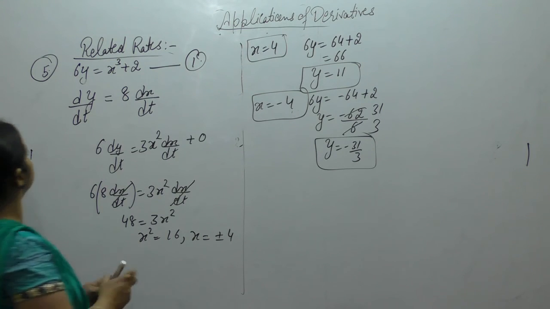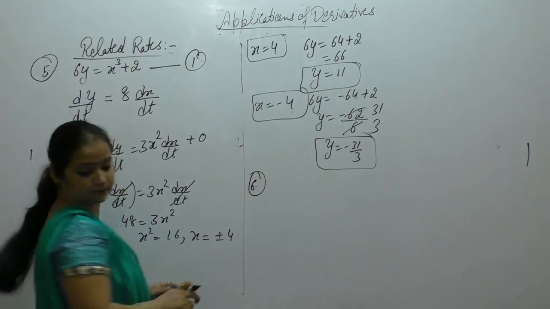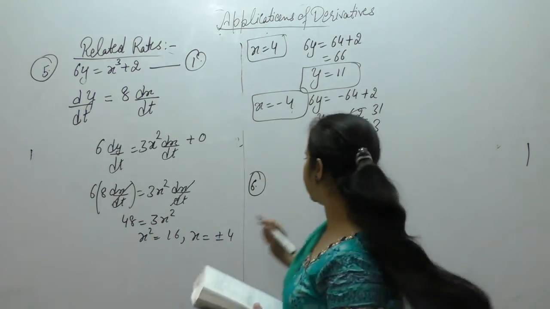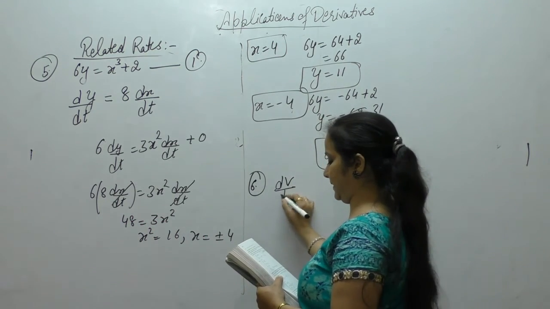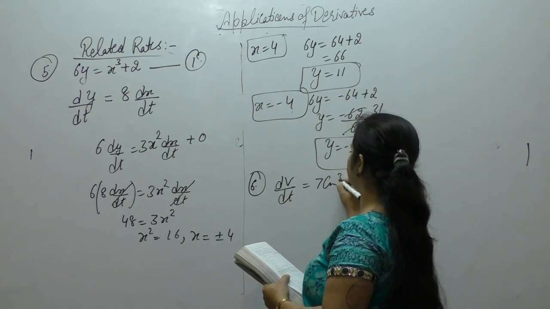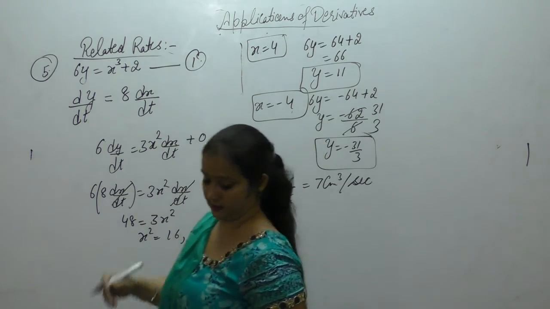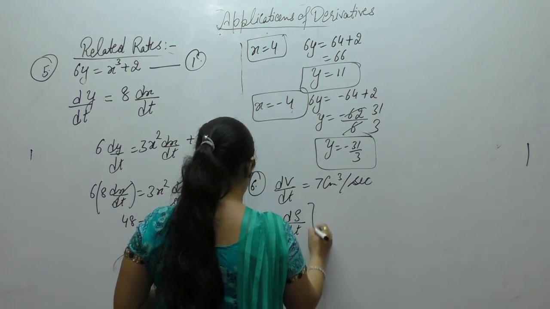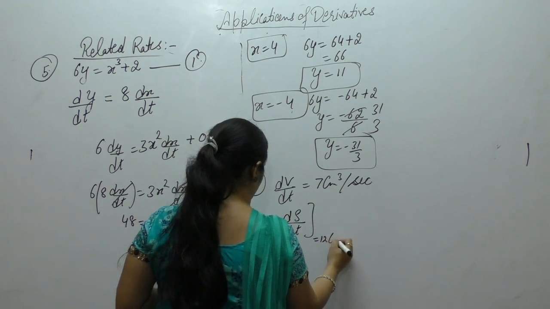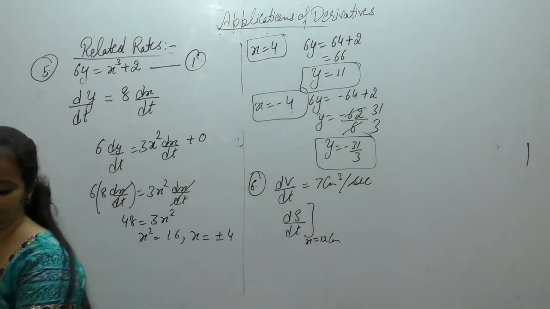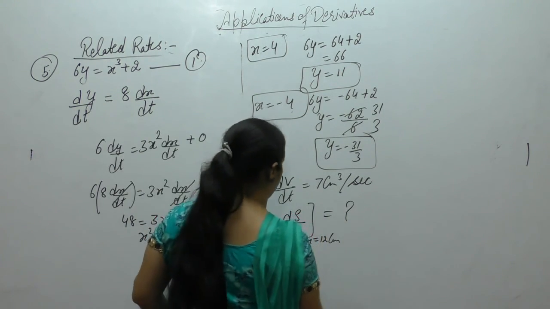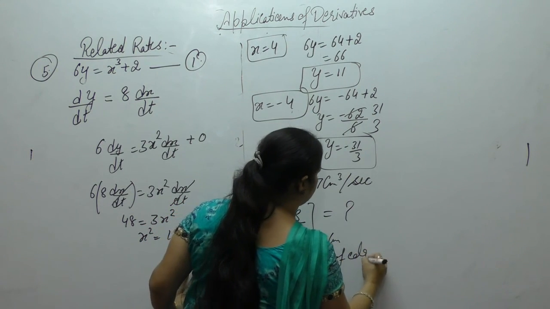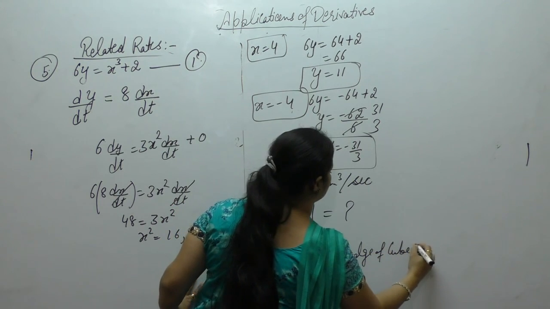Now the next one. The volume of the cube is increasing at a rate of 7 centimeter cube per second. How fast is the surface area increasing when the length of the edge is 12? Write down. Let the length of edge of cube be x centimeter.